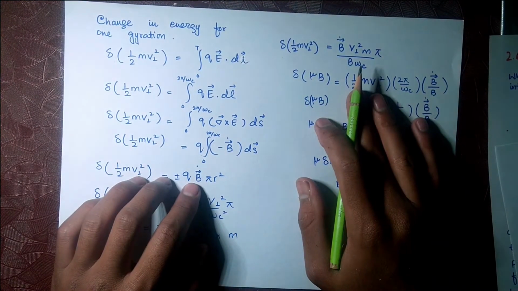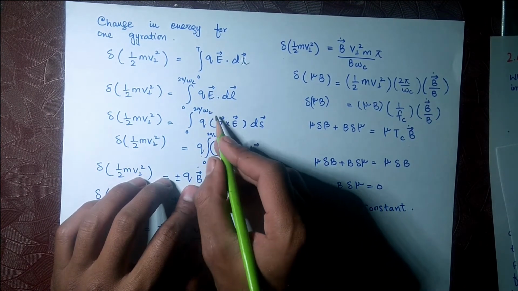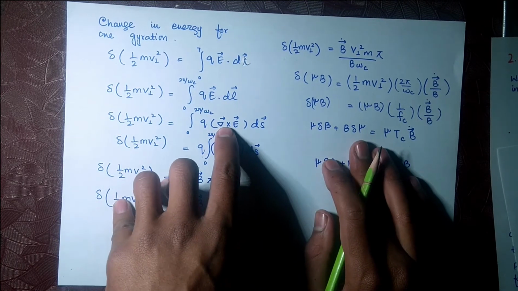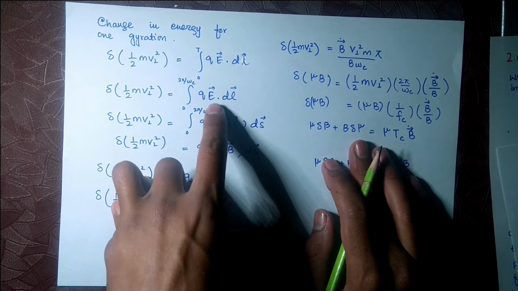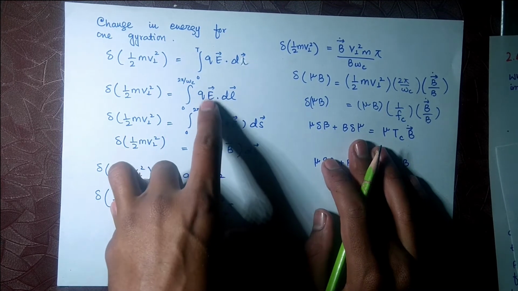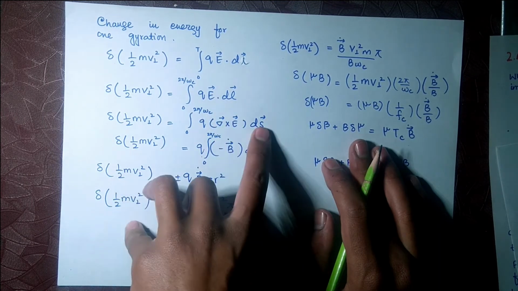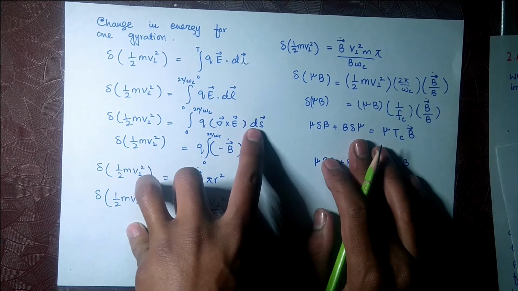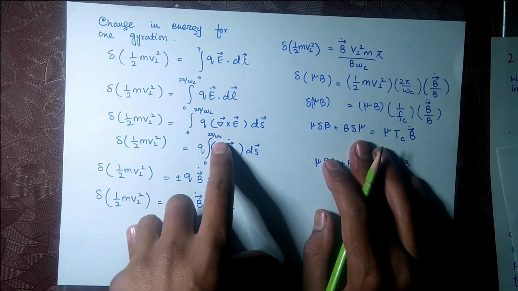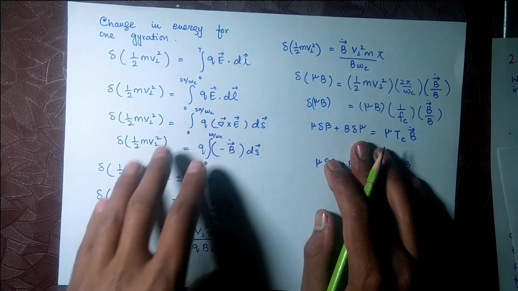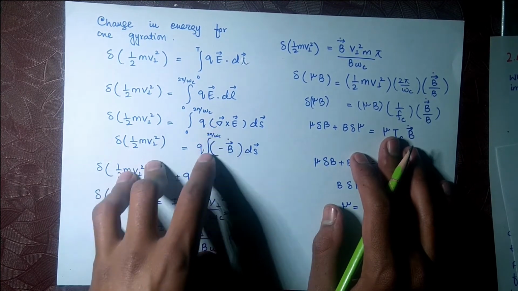So now, solving this equation, we are going to apply Stokes' theorem, or Stokes' law: the line integral of a vector equals the surface integral of the curl of that vector. This is the line integral, this is the surface integral, and this is the curl of that vector. This is Stokes' theorem. We have studied Stokes' theorem and the divergence theorem in mathematical methods. So this is the Stokes' theorem which I have applied.